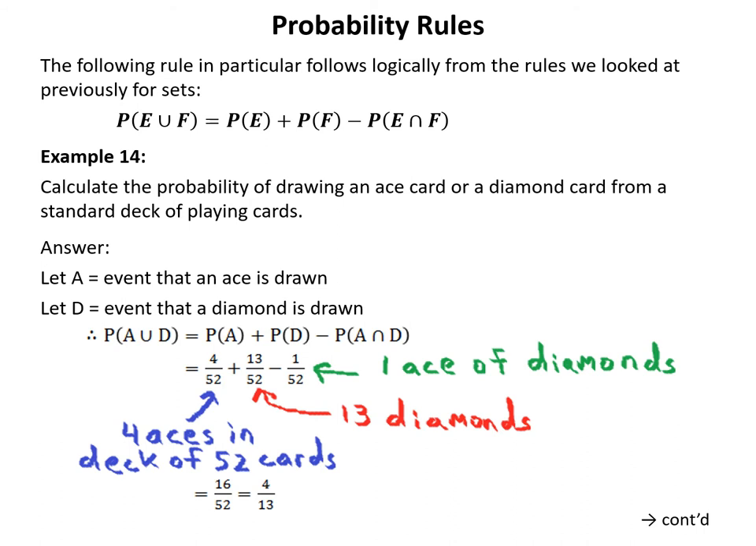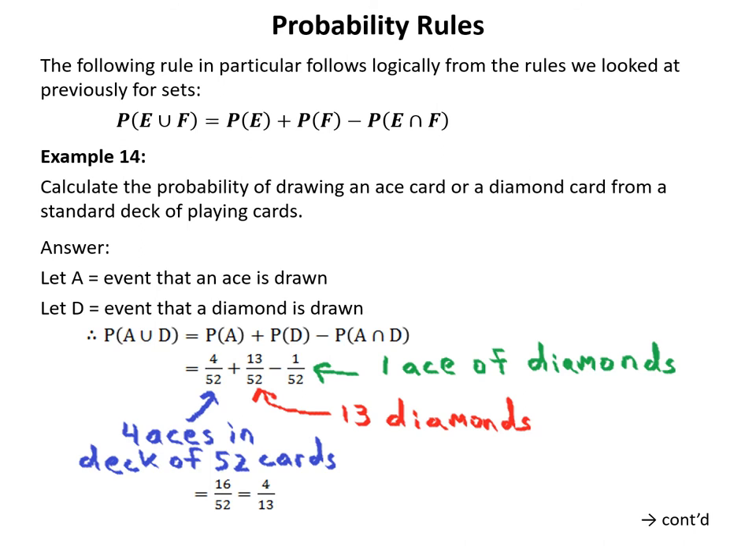So the answer ends up being 4 out of 52 because there are 4 aces, plus 13 over 52 because there are 13 diamonds. So the probability of A is 4 out of 52, and the probability of D is 13 out of 52. But since we've counted that ace of diamonds twice, we subtract the probability of getting the ace of diamonds, which is 1 out of 52. So the final answer is 4 plus 13 minus 1 over 52, which is equal to 16 over 52, which simplifies to 4 out of 13, or 4 over 13.